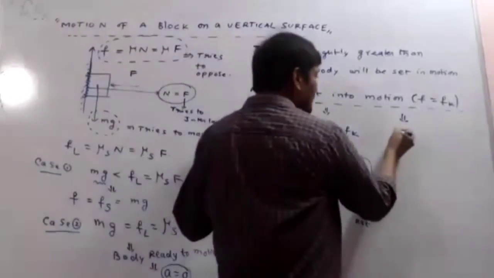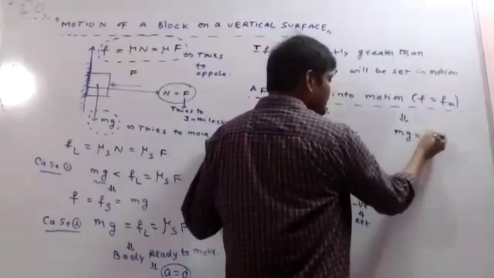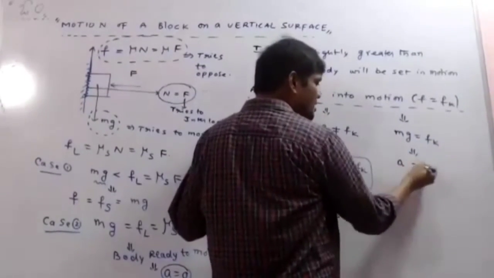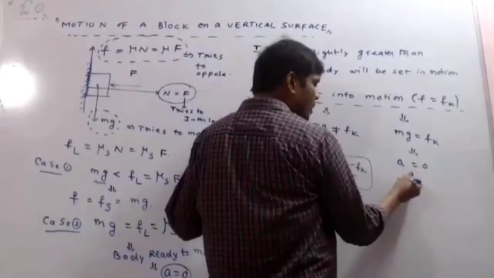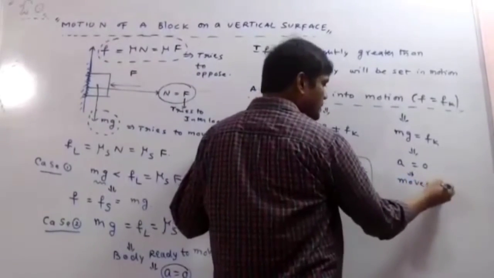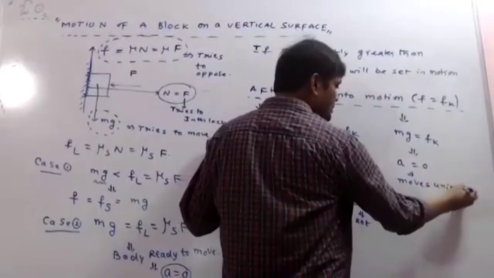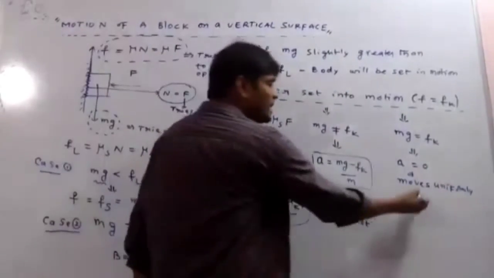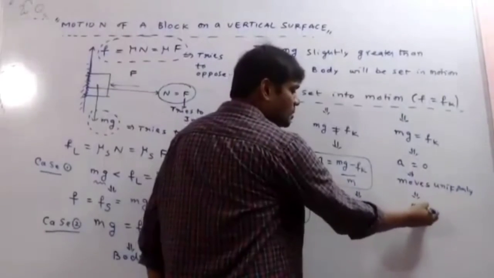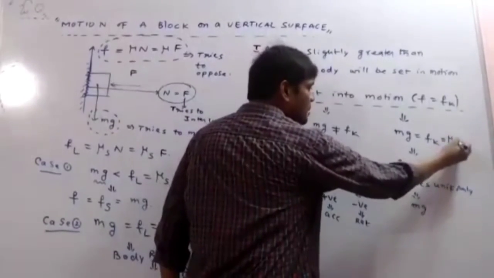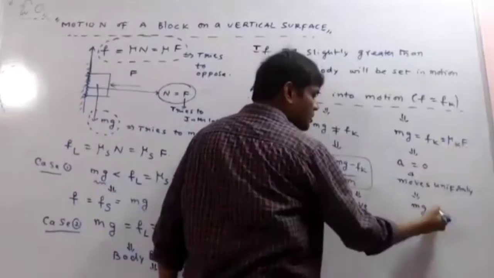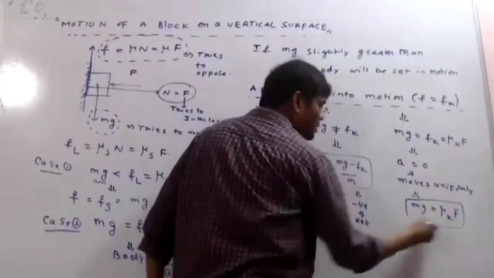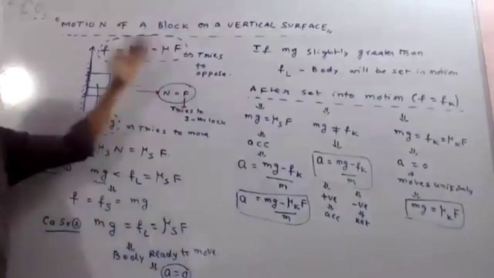mg equal to fk. mg equal to fk means acceleration is 0, and it moves uniformly. So what will this be? mg is equal to fk, which is nothing but mu k into f. So mg is equal to mu k f. Then it moves uniformly. Can you understand this?